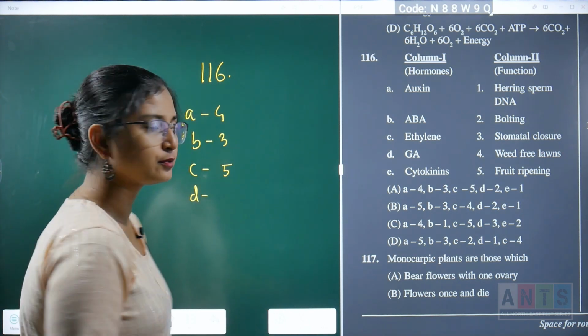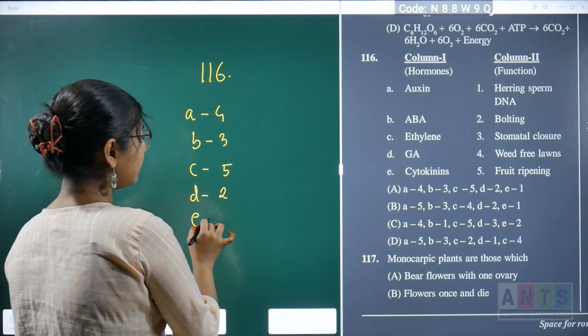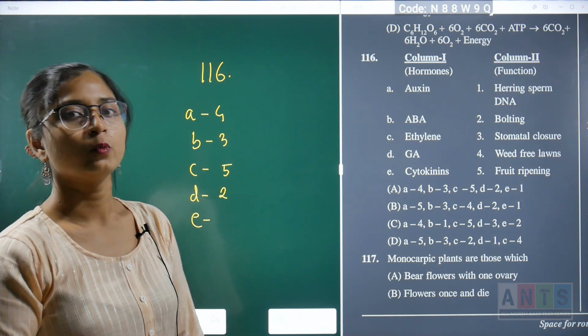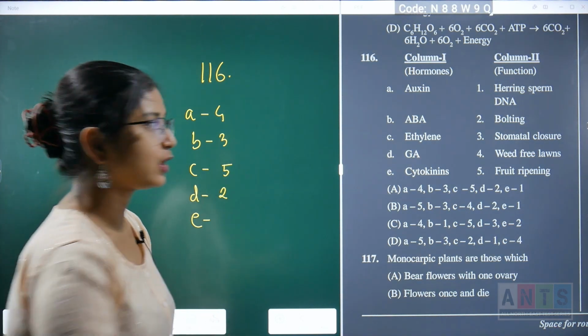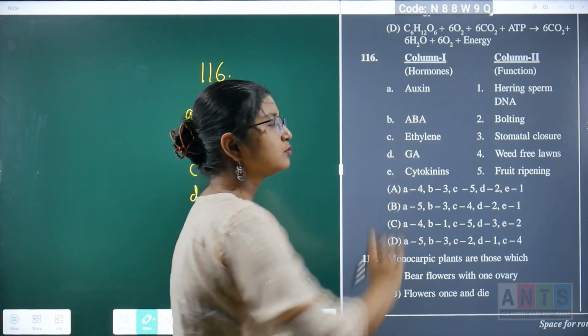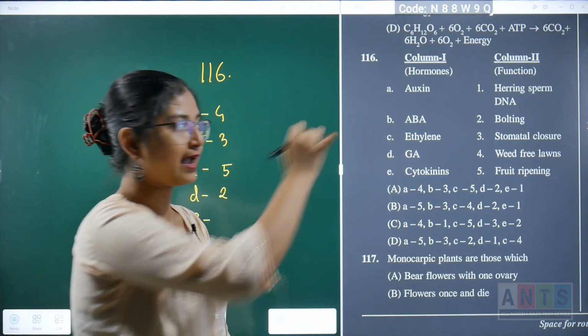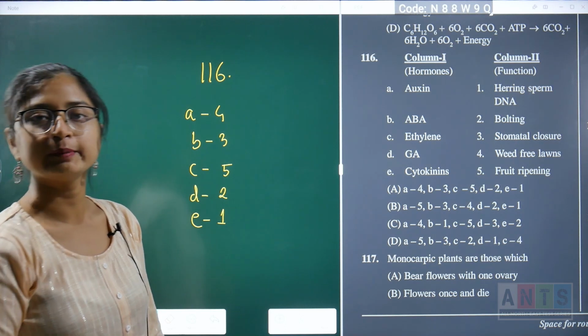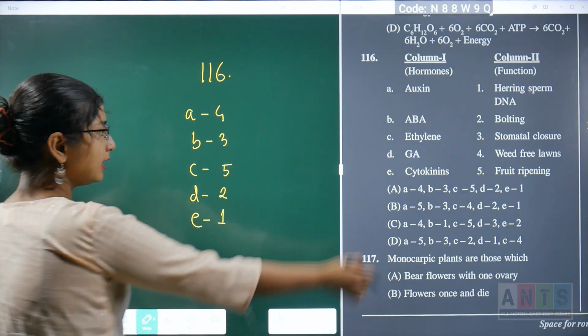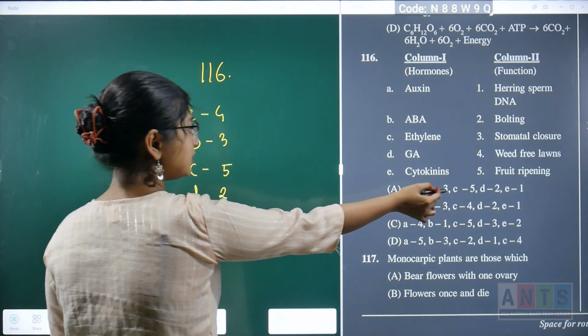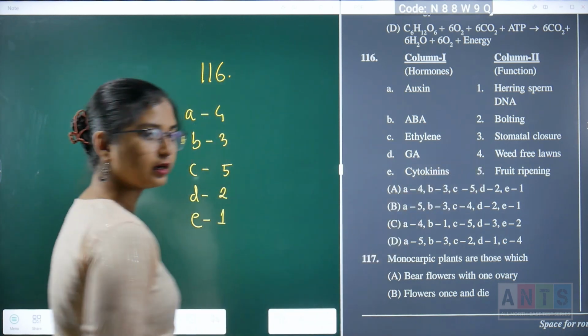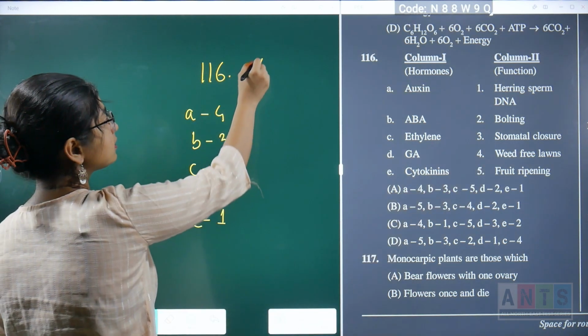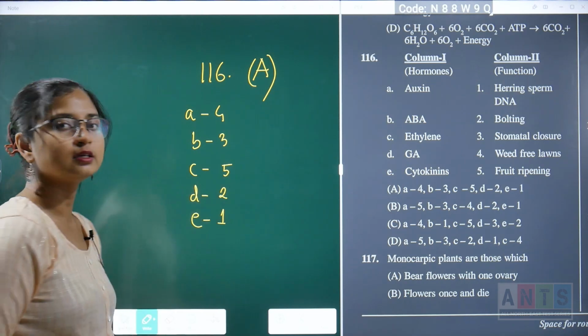like cabbages. So, D2. And cytokinins were isolated from what? They were isolated from the sperm of herring fish. So, herring sperm DNA. So, E1. So, going by that, if you look at the correct code, A4, B3, C5, D2, E1. So, question number 116, the correct answer is option A.